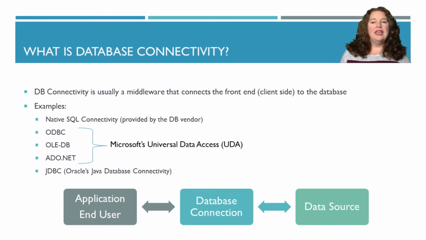The other ways that we use are either Microsoft's Universal Data Access, which is your ODBC, your OLE-DB, or your ADO.NET. Those three are all Microsoft products, or Oracle's Java Database Connectivity. So JDBC is the Java version of Open Database Connectivity, which is Microsoft's version. We're going to go through each one of these and explain them, so I'm not going to go into what the acronyms are at this point. We'll do them in the next slide. Recognizing that this database connection is the middle connector between your application or your end user and the data source itself.